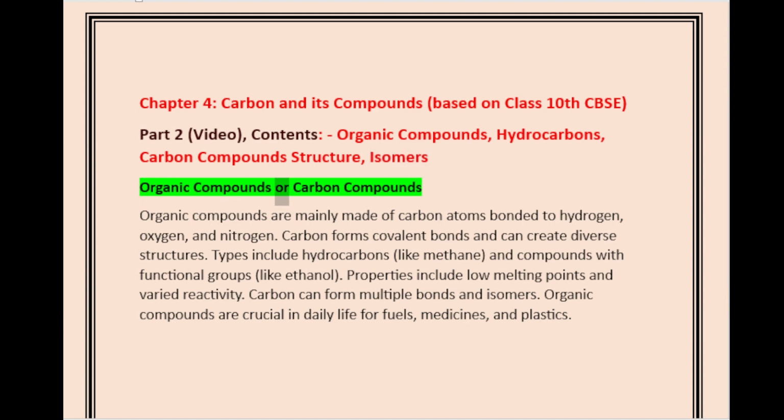Organic compounds or carbon compounds. Organic compounds are mainly made of carbon atoms bonded to hydrogen, oxygen, and nitrogen. Carbon forms covalent bonds and can create diverse structures. Types include hydrocarbons, like methane, and compounds with functional groups, like ethanol.